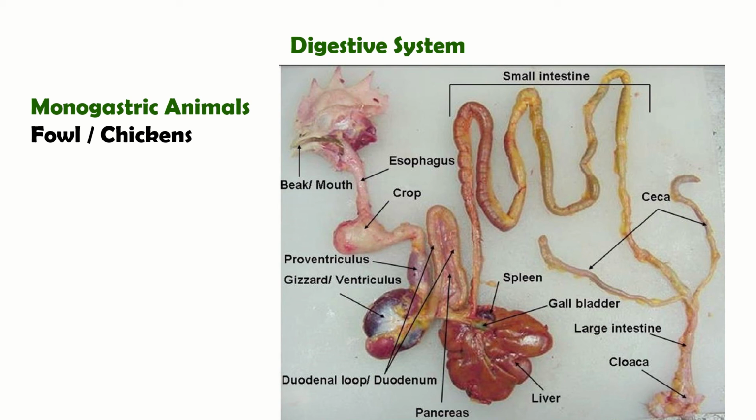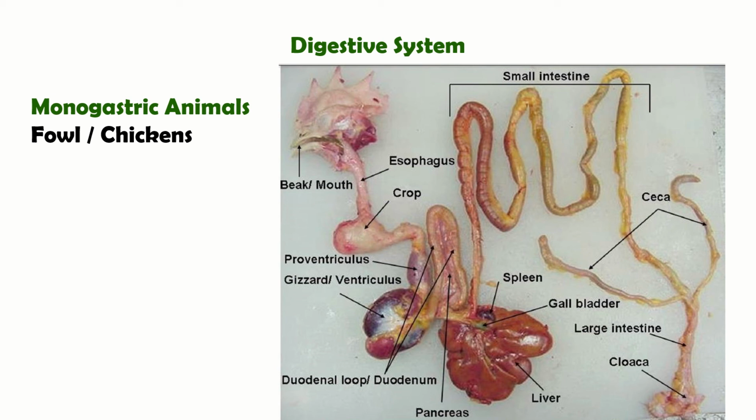Okay? Next is the large intestine, where the last water absorption occurs. Next is the cloaca. It is the single posterior opening of the bird's digestive, urinary, and reproductive tract. Okay? Nulit ko, cloaca ang single posterior opening.